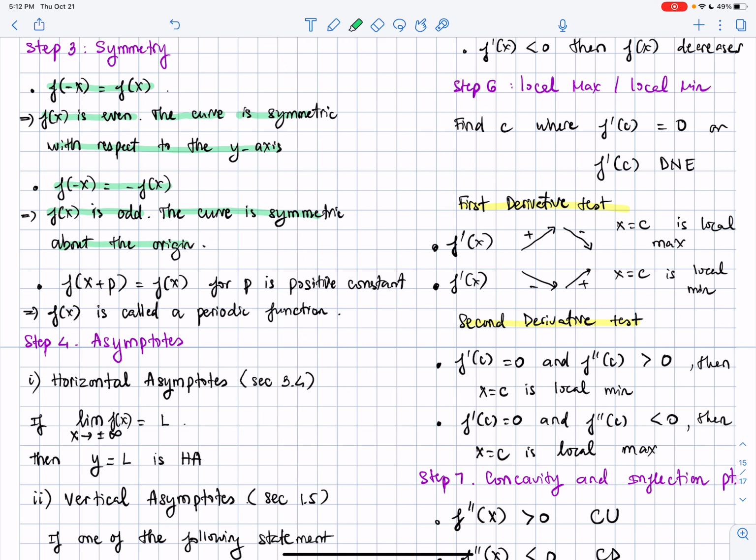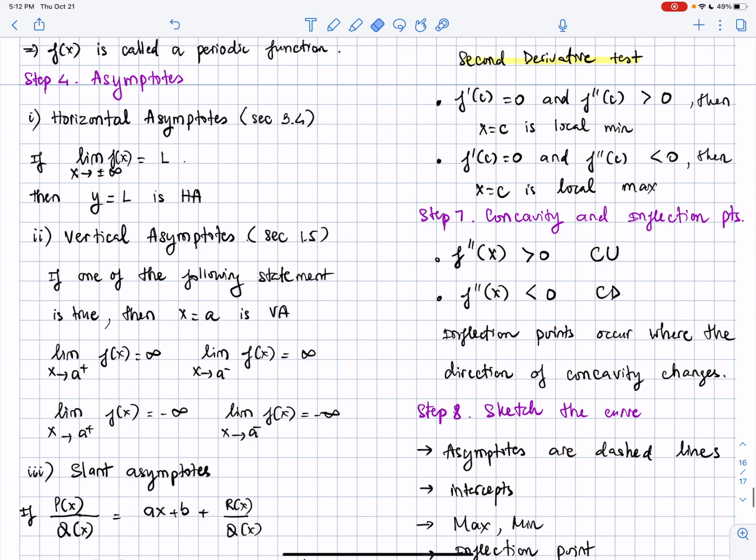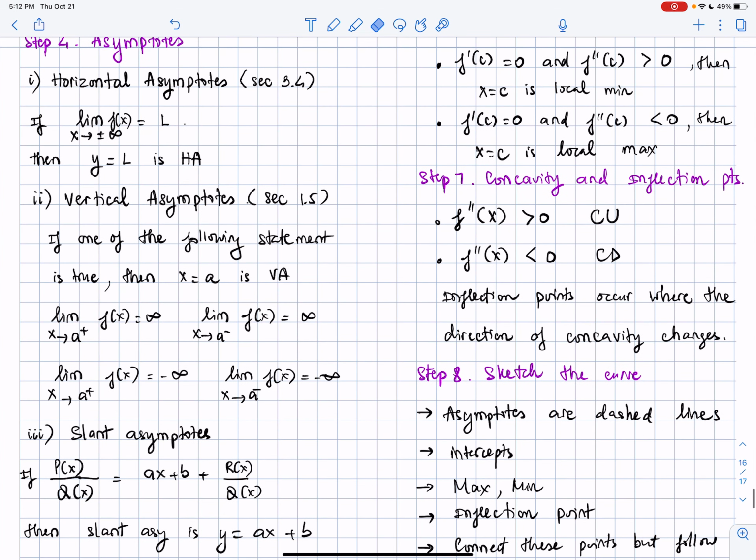If we have f of x plus p equal to f of x, for p some positive constant, then we say f of x is a periodic function. Step number 4, we will find the asymptote. We have 3 asymptotes: horizontal, vertical, and the slant asymptote.